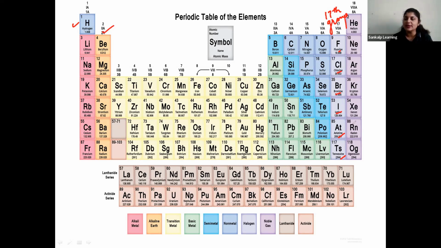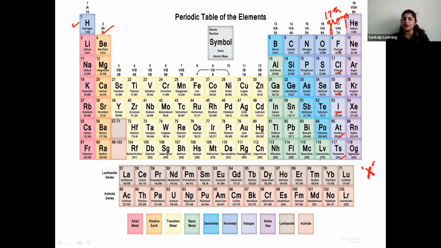They are generally represented as X. X means they refer to halogens. When you have a general reaction and you write X, it is written as halogen.